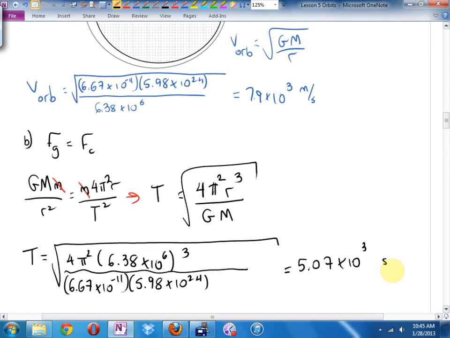Zach, you got that on your calculator still? Divide by 60 to change it to minutes. Divide by 60 again to change it to hours. How many hours to get around the planet if you could travel at this speed? 1.4, about an hour and a half.